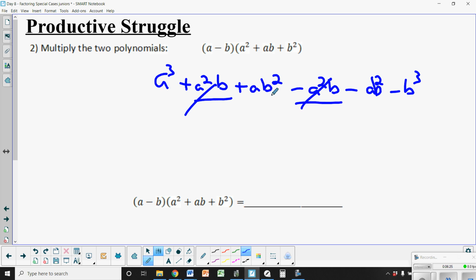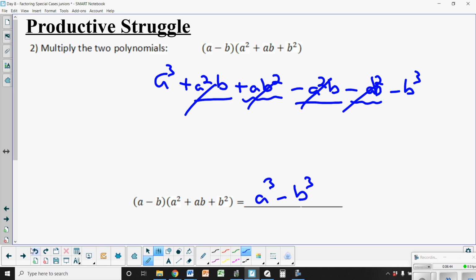All right, so then we can see that those two cancel out. So the ones with the squiggly lines, that's the same thing, but one's positive, one's negative. So we end up with a cubed minus b cubed. All right, so that's the second one. So notice that we have this idea here.